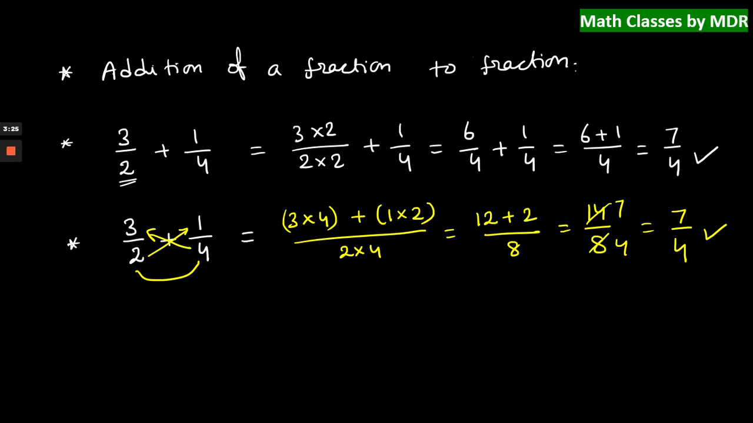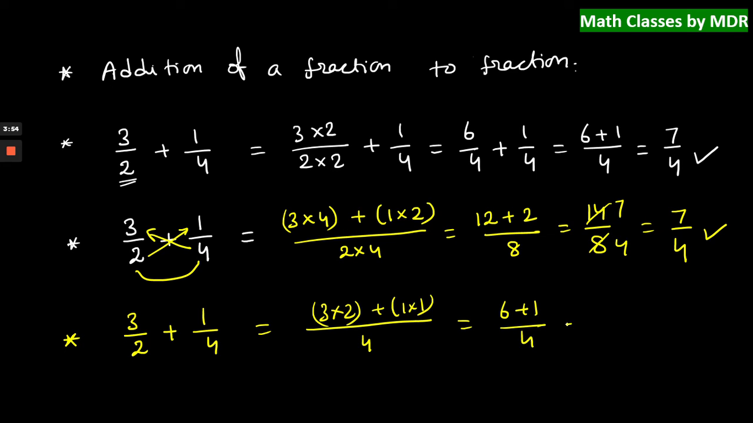This is another method. And the third method is we can take the LCM. 3 by 2 plus 1 by 4. What is the LCM of 4 and 2? You have to take the LCM of the denominators. 4 and 2 LCM is 4. So 4 by 2 is 2, 2 into 3 is 6. So 3 into 2 plus 1 into 1, which is equal to 3 into 2 is 6 plus 1 by 4, which is equal to 7 by 4. This is another method we can use for adding fractions.